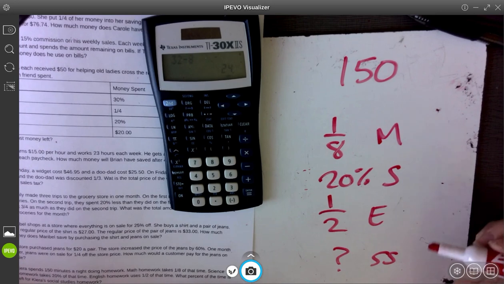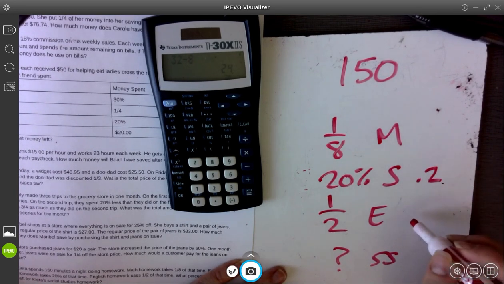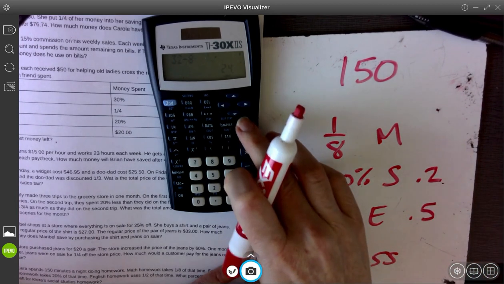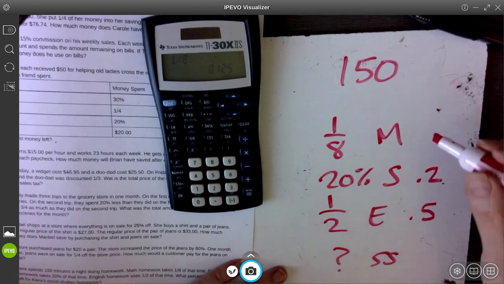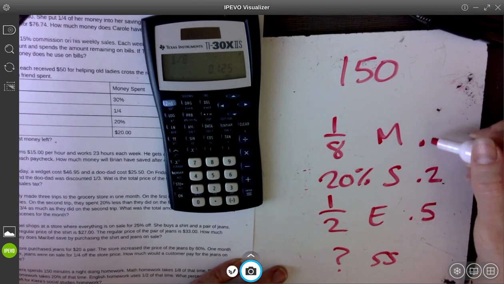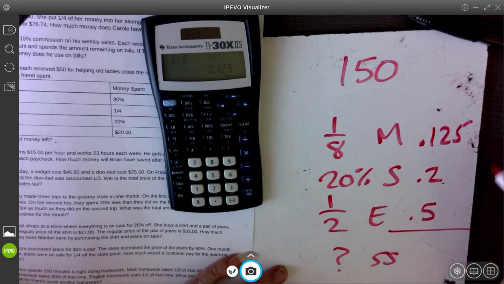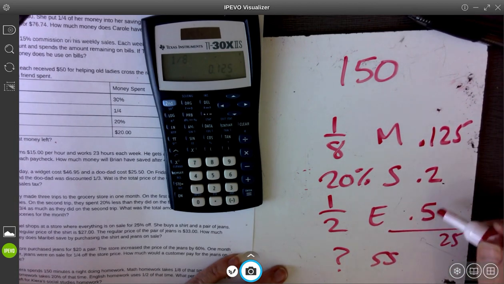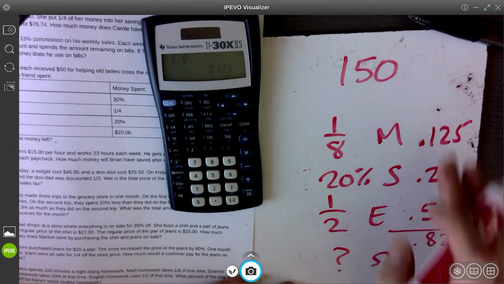So I see this and I say, let's just convert to percents or decimals. So I have 0.2. I know 1/2 is 0.5. I'm going to go, what's 1/8? I know it's 0.125. So then I'm going to add those up and see what I have. All right, so she's used 82.5% of her time on those.